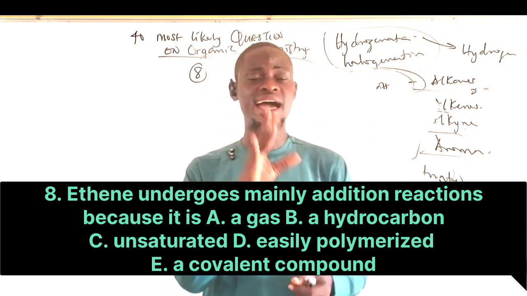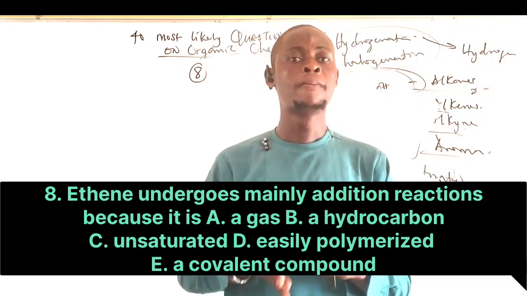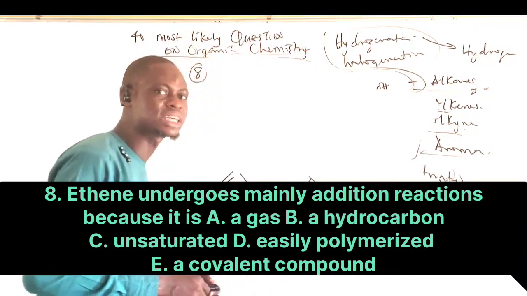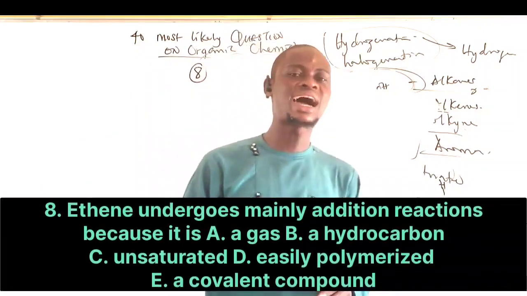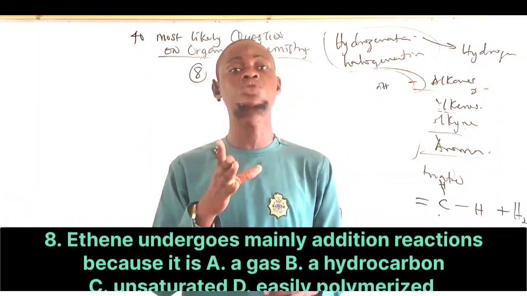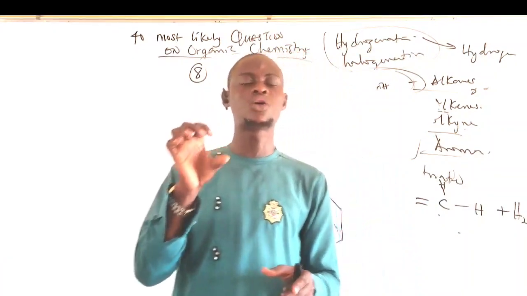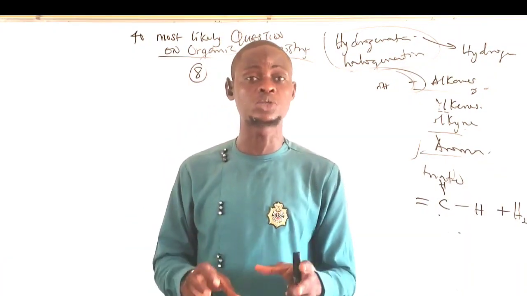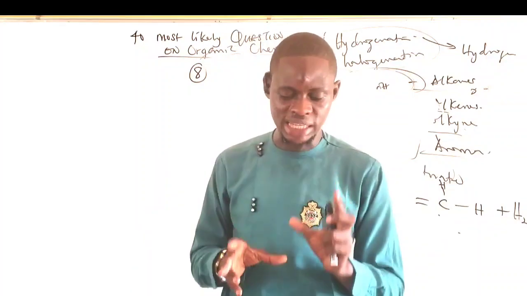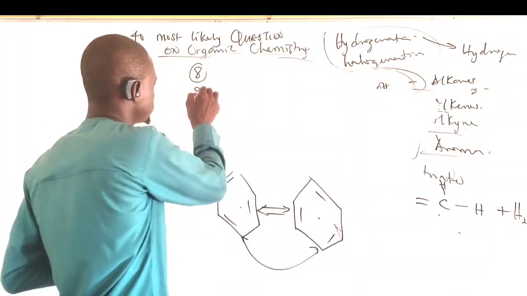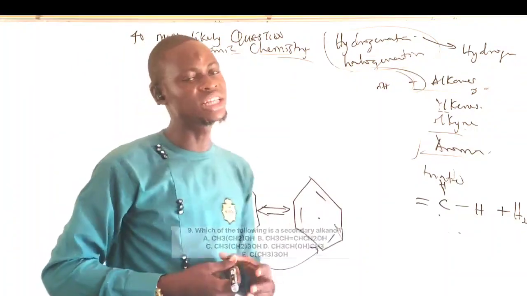Now, ethene and ethyne undergo addition reaction because they are unsaturated hydrocarbons. Don't forget I said addition reaction can be used to differentiate between unsaturated and saturated hydrocarbons. So the reason why ethene undergoes addition reaction is because they are unsaturated. So the answer to that is option C, which is unsaturated.